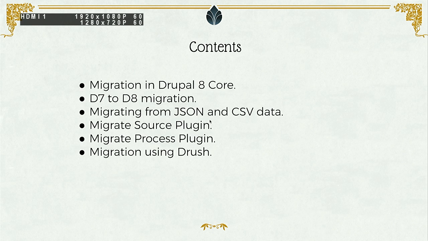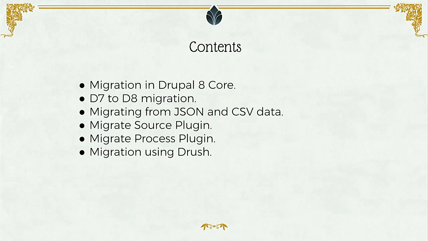Okay, so these are the contents we are going to talk about. First, migration modules in Drupal 8 core, then D7 to D8 migration, and migrating from JSON or CSV data, comma-separated values. If you get data in comma-separated values, how to do migration, source plugins and process plugins, and how to use migration modules through Drush.